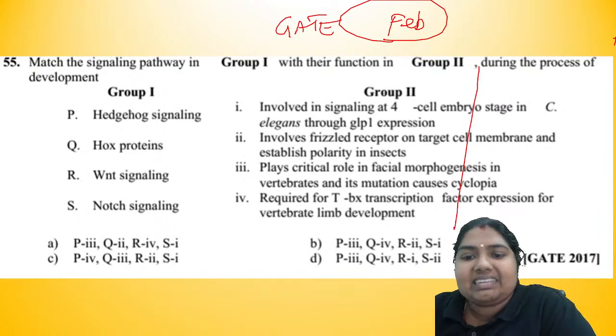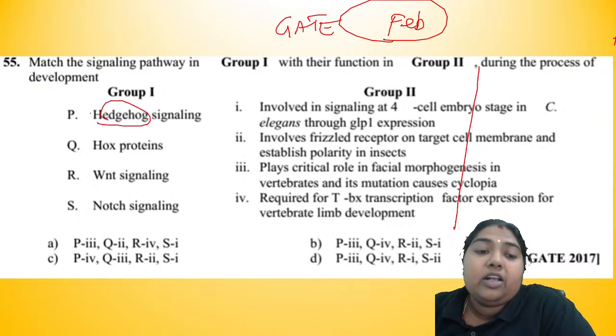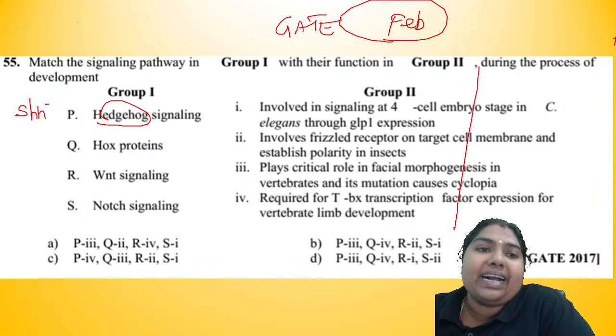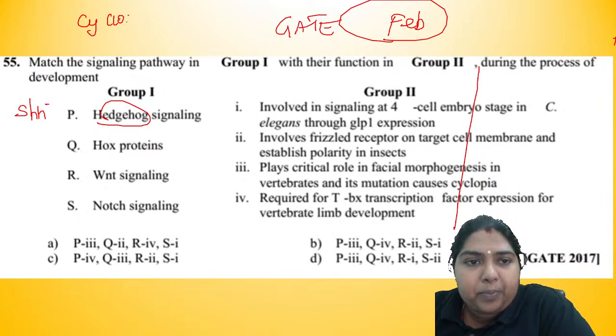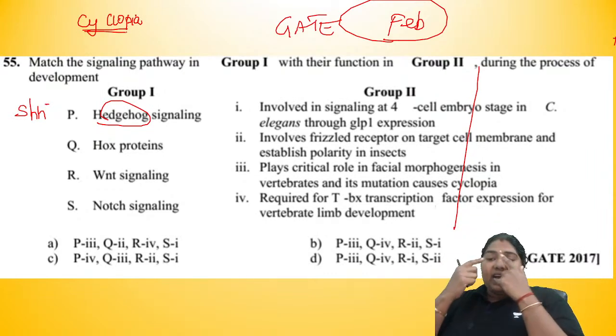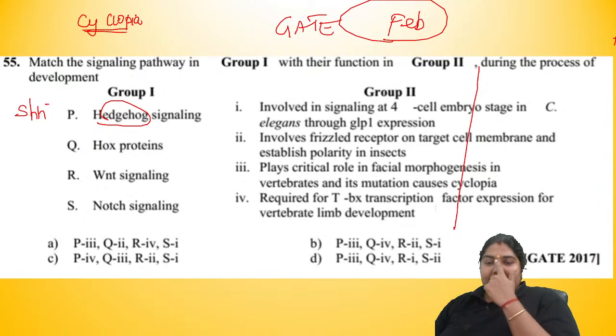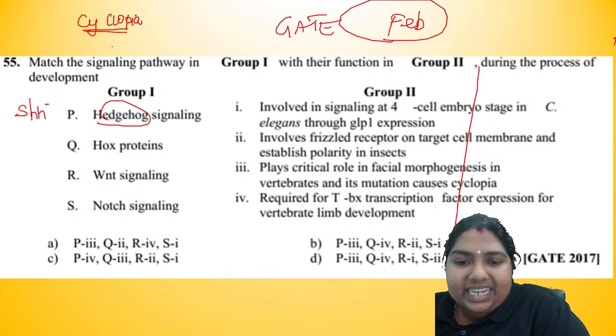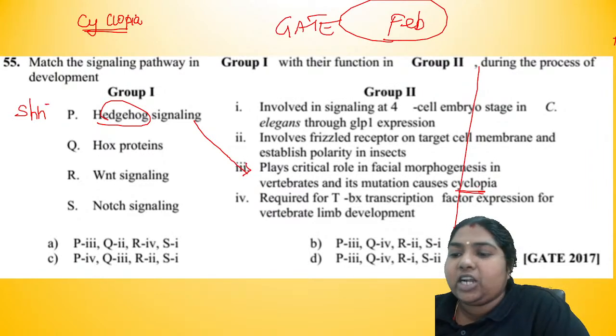So what is this Hedgehog? You have heard about Sonic hedgehog. If this is mutated, it leads to a condition called cyclopia. What do you mean by cyclopia? Between the eyes we have a gap, right? Here the eyes must not be expressed, then only you will get bilateral eyes. If this is mutated, it will lead to the condition of a single eye, which is called cyclopia.